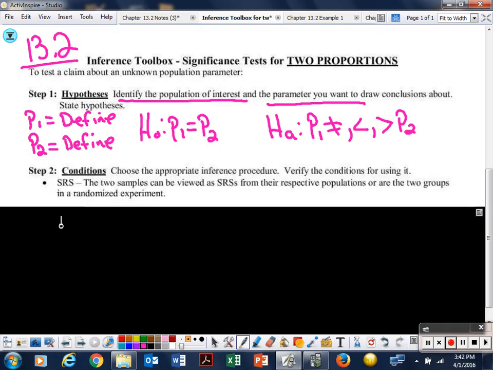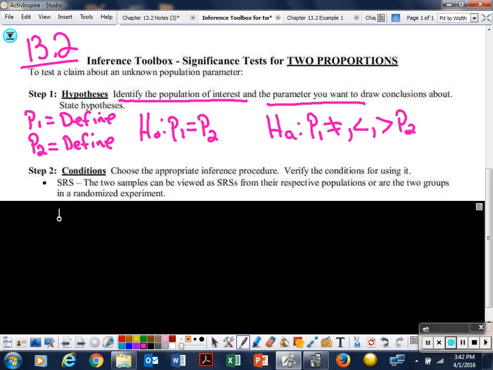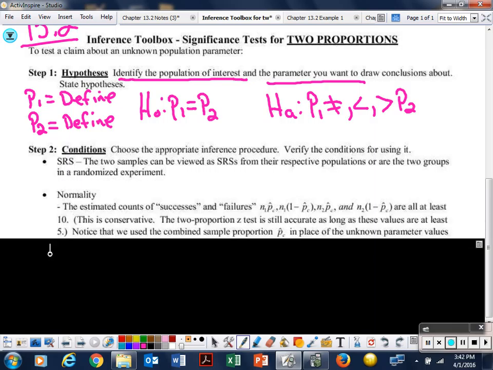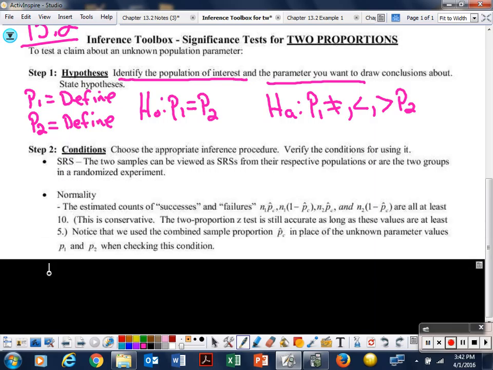Step 2, again, we already talked about this. Choose the appropriate inference procedure. Verify the conditions for using it. Again, simple random sample. The two samples can be viewed as SRSs from the respective populations, or are the two groups in a randomized experiment. Normality. The estimated counts of success and failure. Again, you're going to combine your proportions together when you're checking for normality. So you're going to be multiplying them together. Okay?